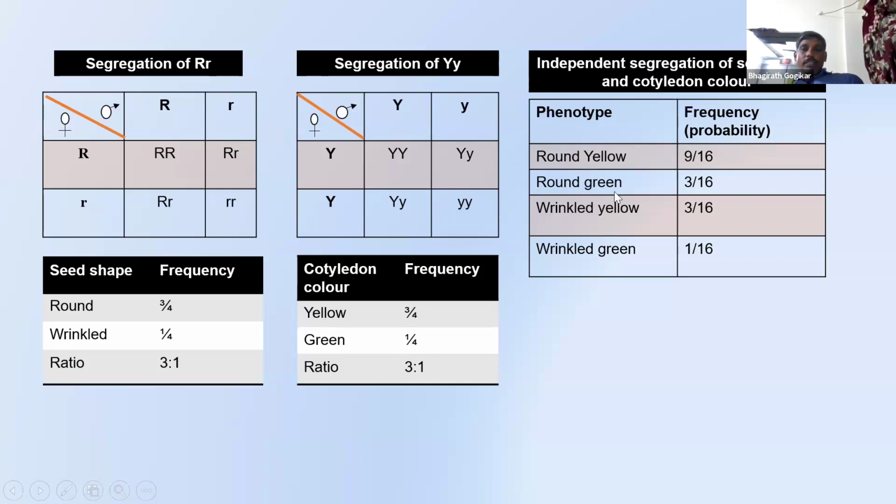But we can choose the dihybrid round and yellow. Round and yellow. Round is here. How many are there? 3/4. And yellow is how many are there? 3/4. 3/4 into 3/4. How much is it? 9/16. And here, second the phenotypic round and green. Round is how many here? 3/4. Green is how many here? 1/4.